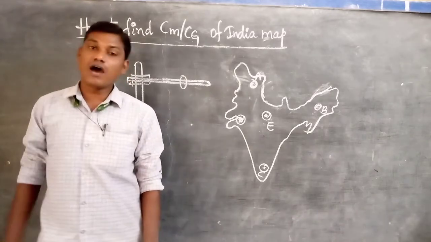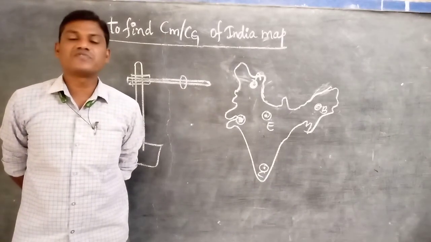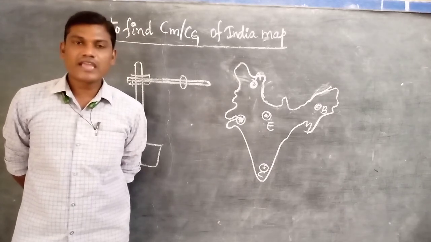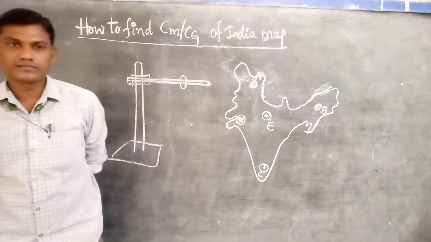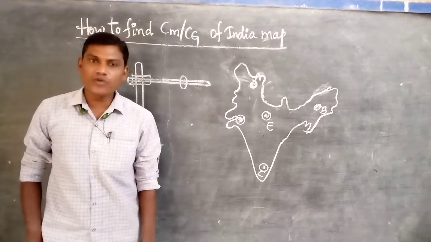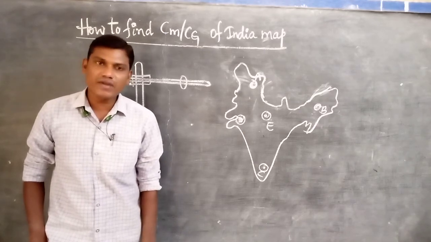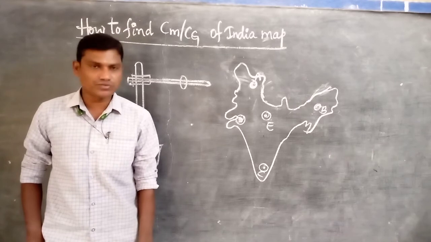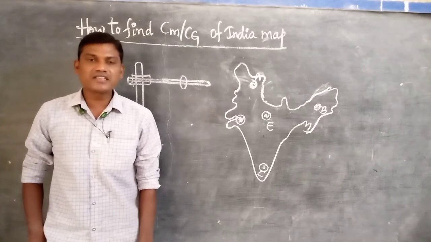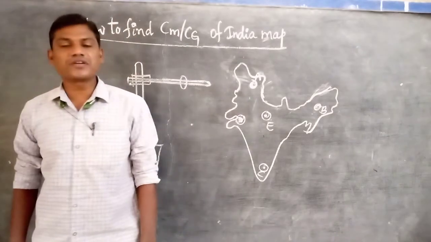g equals GM upon r square, and we also proved the universal law of gravitation. F equals G m1 m2 upon r square, or F equals G capital M small m upon d square or r square. So G is called the universal gravitation constant. Its value was found experimentally, that is 6.67 into 10 power minus 11 newton meter square kilogram power minus 2. The mass of the earth is 6 into 10 power 24 kg, and the radius of the earth is 6400 kilometers, in meters 6.4 into 10 power 6 meters.